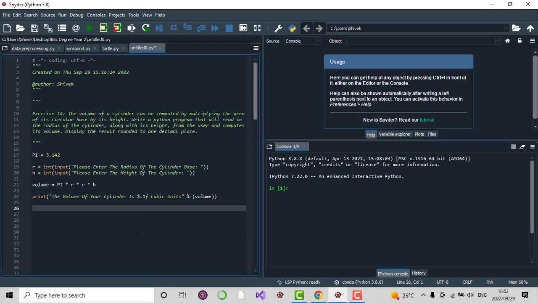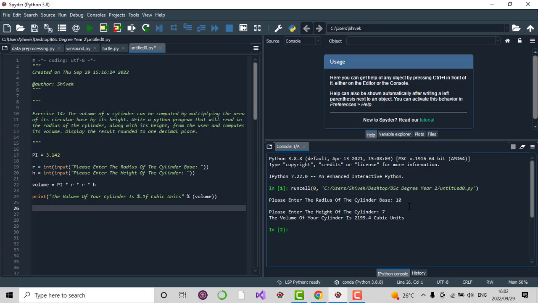Let's go ahead, run this program, provide any value of your choice, and let's see if we have successfully done this program. Let's do a 10 and maybe a 7, and there we have it. The volume of your cylinder is 2199.4 cubic units. Excellent. That went very well.